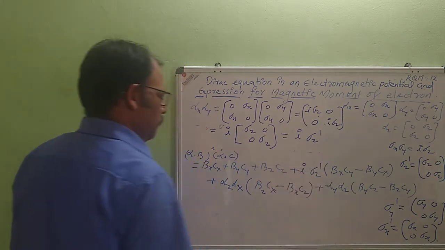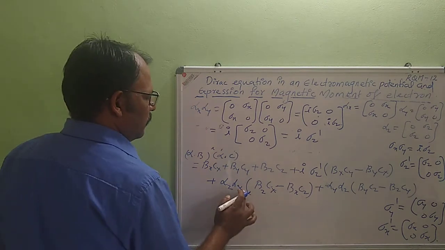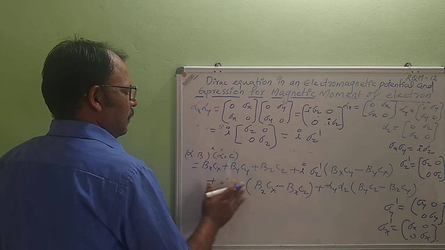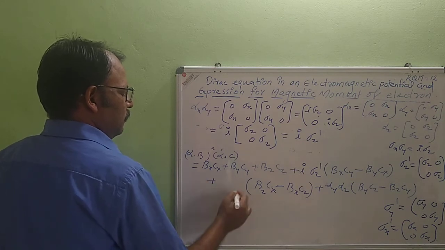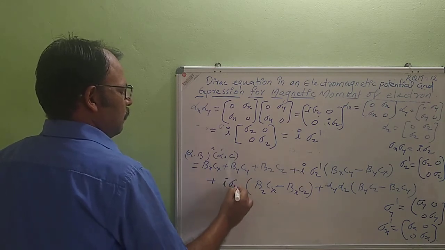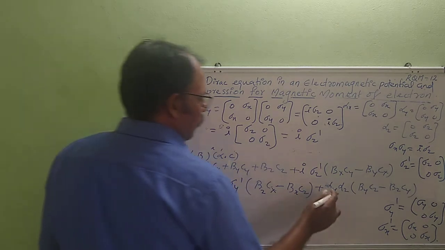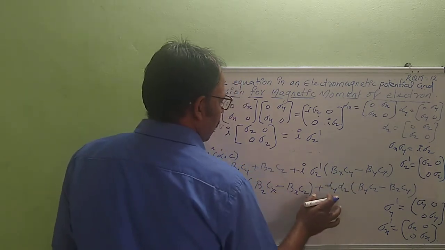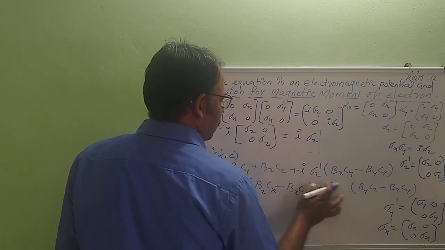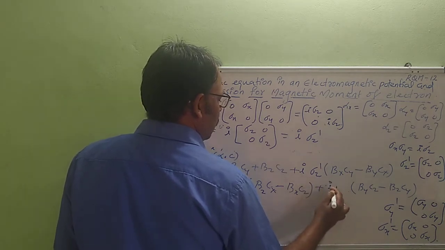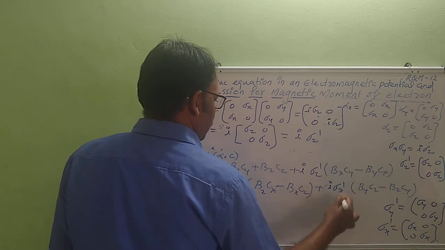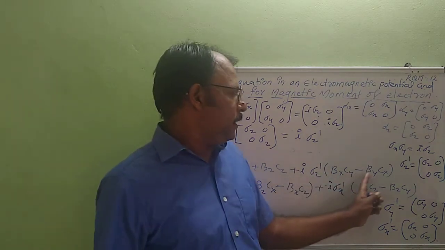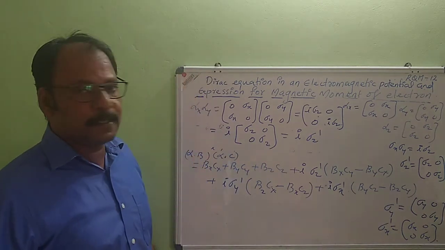Now alpha z alpha x we can write as i sigma y prime. In a similar way, alpha y alpha z will be i sigma x prime.